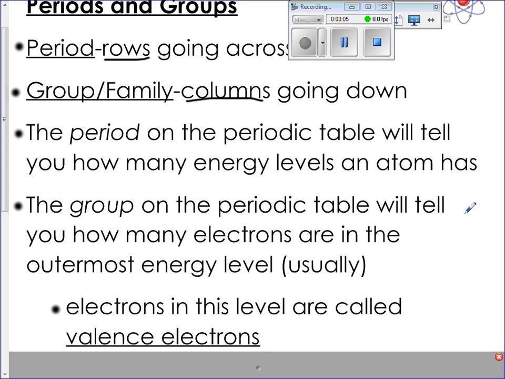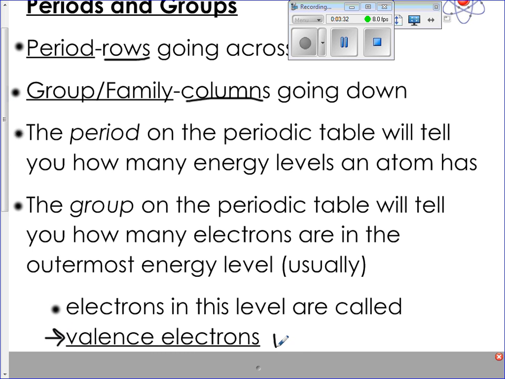If you look at boron and aluminum, they have 3 electrons in the outermost level. Carbon and silicon have 4. Nitrogen and phosphorus have 5. Oxygen and sulfur have 6. Fluorine and chlorine have 7. And helium, neon, and argon have 8. So these electrons I'm referring to in the outer level, these are our valence electrons, is what I call them.